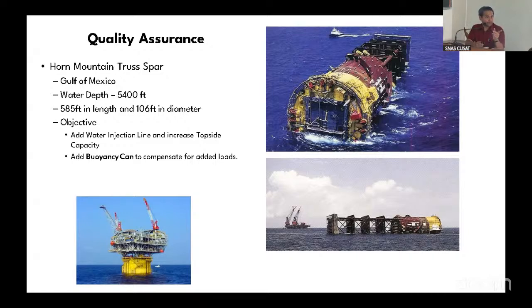You can see this is a truss spar. You can see the heave plates, which help with the heave. And this is the center well, where the risers all go down. Basically, it's all the TTRs, top tension risers. And the buoyancy can is also kept in this way.